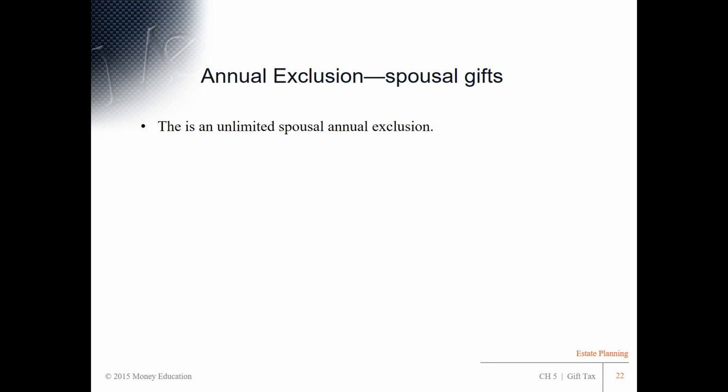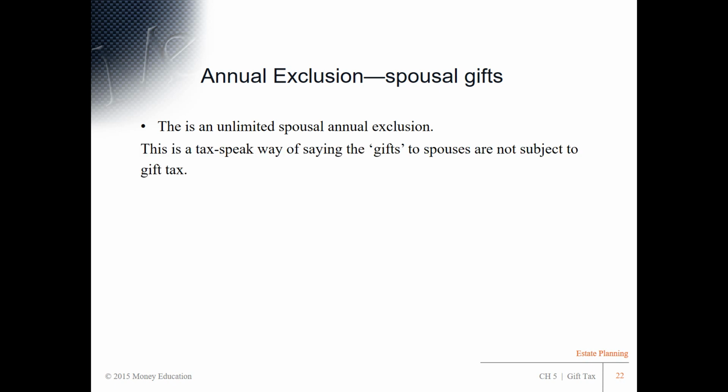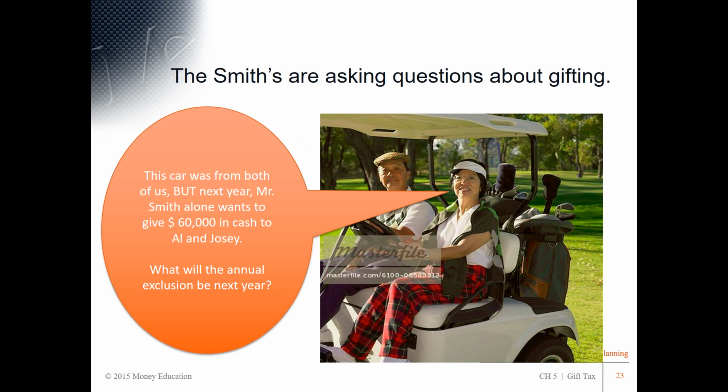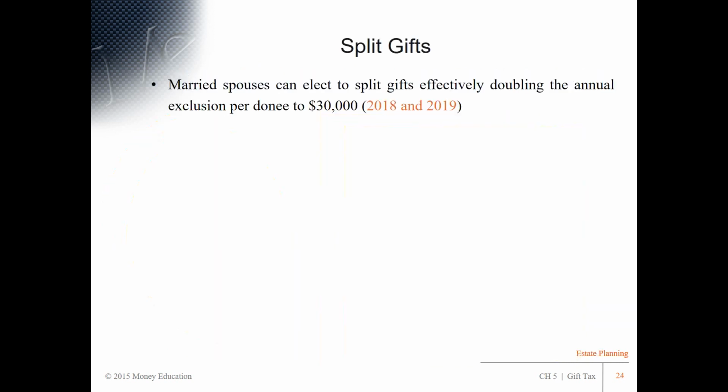Okay, so spousal gifts, there's an unlimited spousal annual exclusion. This is tax speak way of saying gifts to spouses are not subject to gift tax. But if a spouse is not a U.S. citizen, the exclusion is limited. Be aware of that. So Mrs. Smith asked, this car was from both of us, but next year Mr. Smith alone wants to give $60,000 in cash to Al and Josie. So what will be the annual exclusion next year?